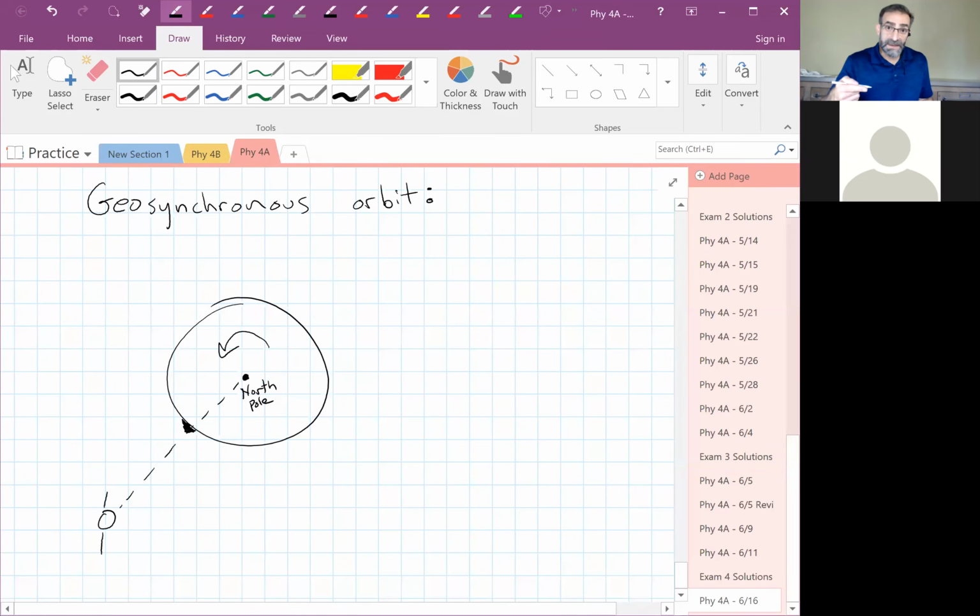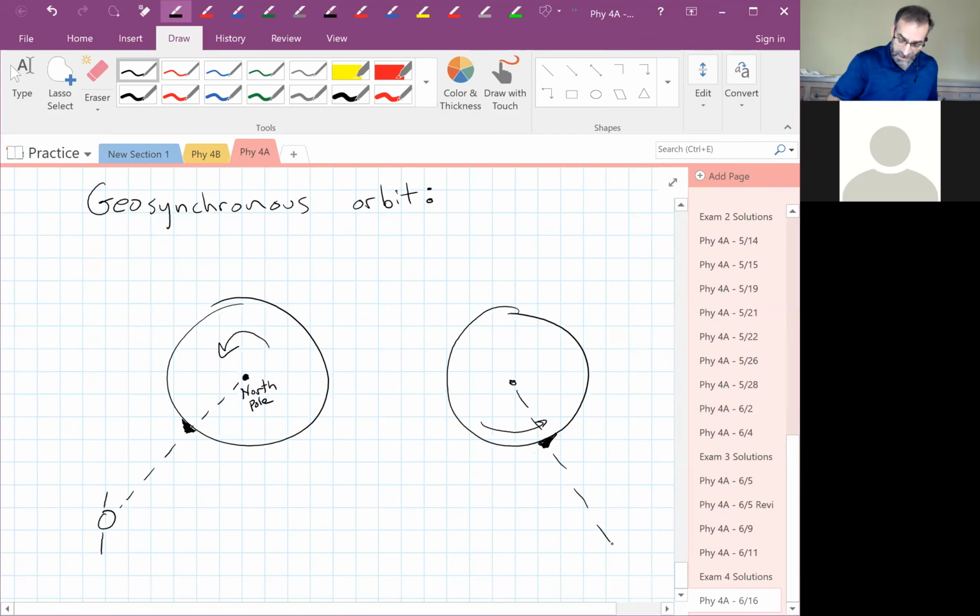What we want to be the case is that at some later moment, the Earth has rotated by a little bit, right? And this point is now over here. And where do we want our satellite to be? We want our satellite to be in the same point relative to Earth, so our satellite dish doesn't have to be readjusted.